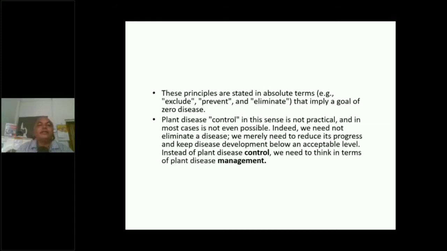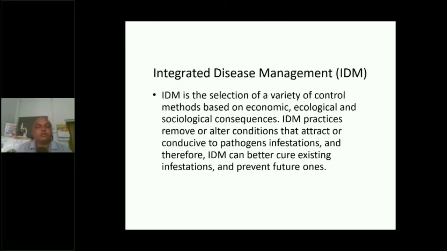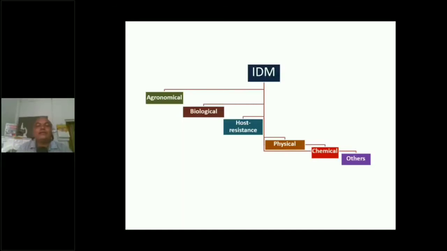Then what is integrated disease management? It is the selection of different management control methods based on economic, ecological, sociological consequences. Then these ideal practices remove or alter the conditions that are attractive or conducive for pathogen infestation, and therefore IDM can better cure existing infestation and prevent future ones. This is the cumulative effect. Whatever the management tactics available with us, we have to use judiciously. These are the various different methods which generally we use in integrated disease management.